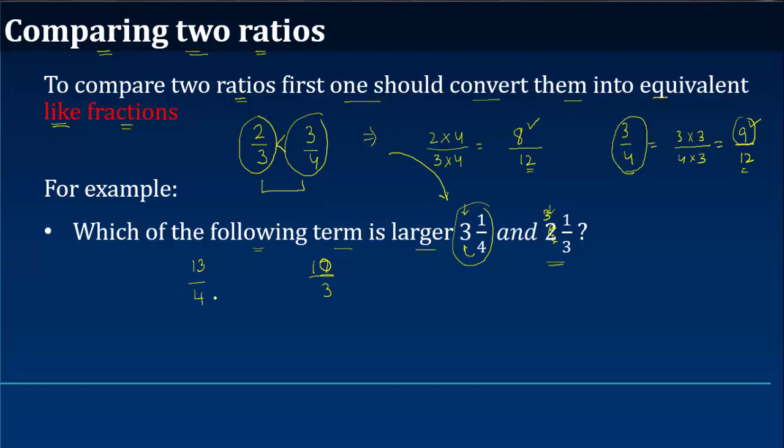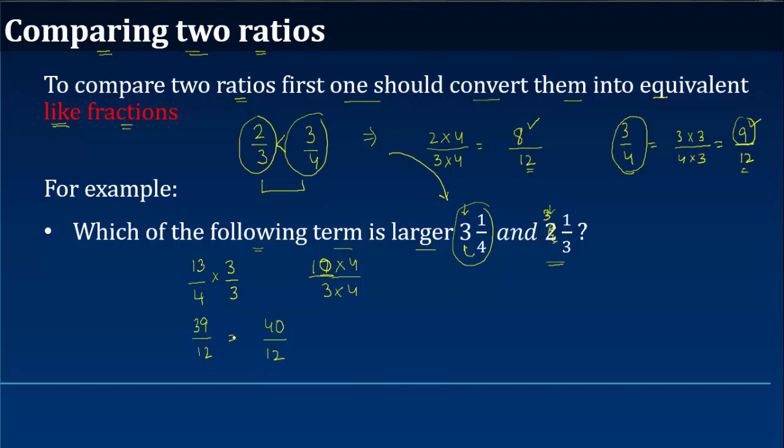Again, what will you do? We will see what is the least common multiple of both the denominators. Incidentally, this also is 12. So to convert this to 12, I will multiply this by 3 upon 3. 13 times 3 gives me 39, 4 times 3 gives me 12. To convert this 3 into 12, I'll multiply this by 4. This gives me 40 by 12.